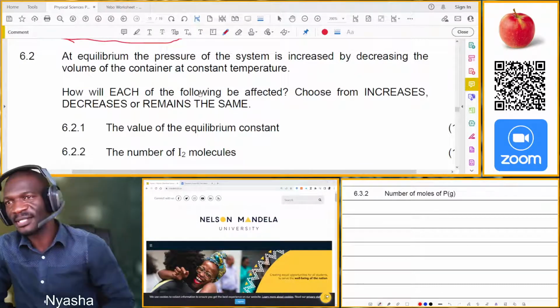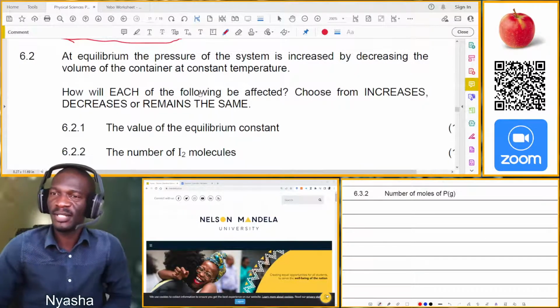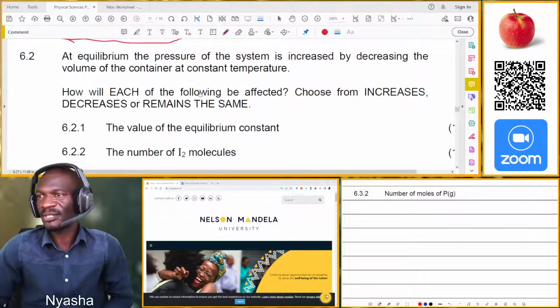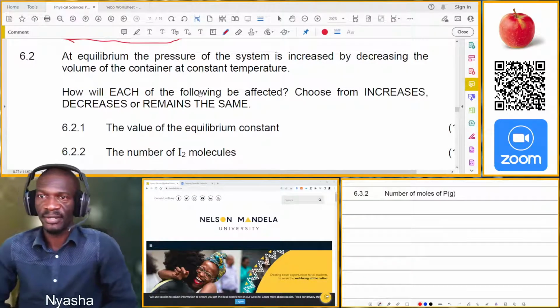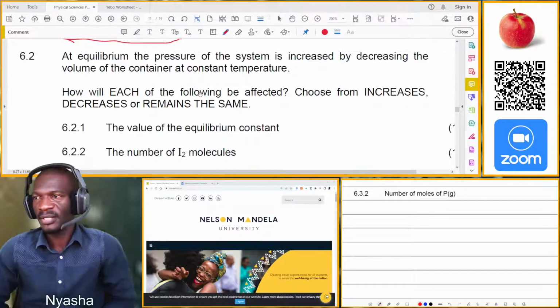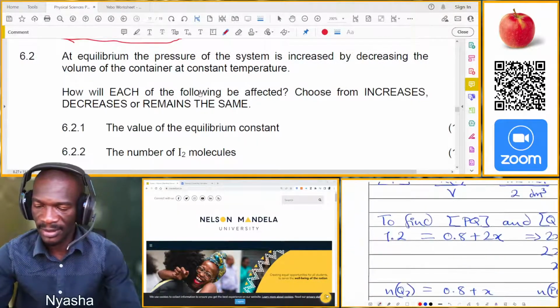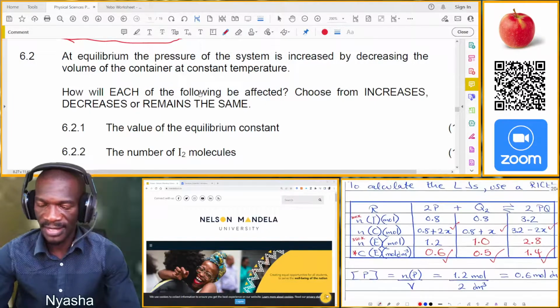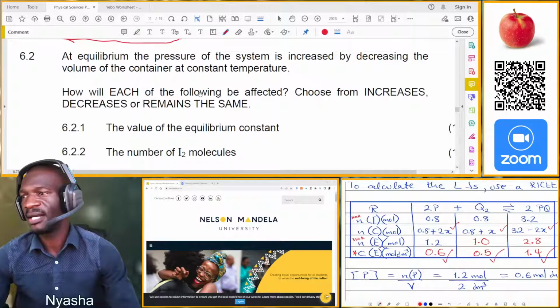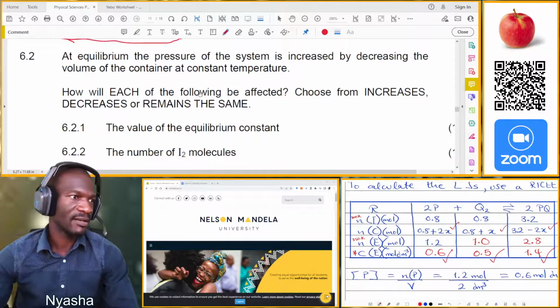When you increase that Q2, then your number of moles of P are going to decrease, isn't it? Your number of moles of P are going to decrease. So you can tell that from our rice diagram. So this basically covers that question that we had last week. It covers it to the end.